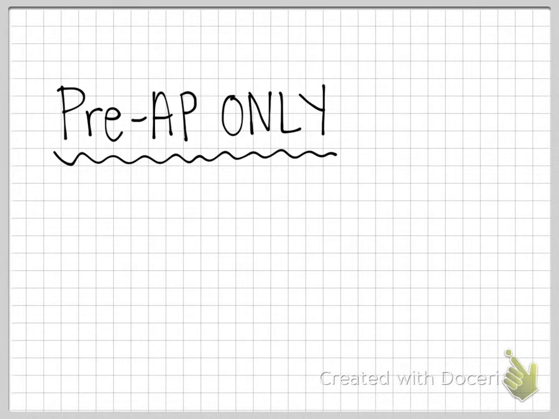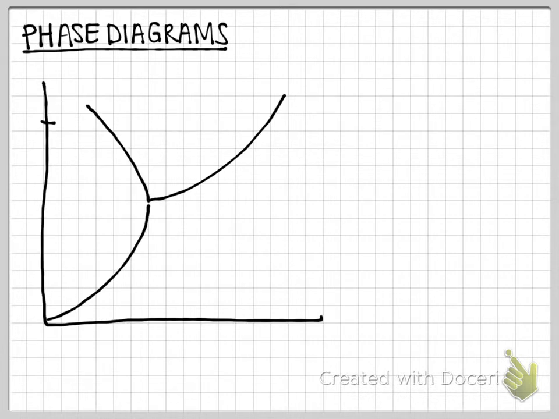The next two sections are just for pre-AP, so if you are not in pre-AP, then you are done. If you are in pre-AP, then continue on. Alright, for the phase diagrams, we're just going to label all the different things on here. So this phase right here is solid, and then liquid, and gas.